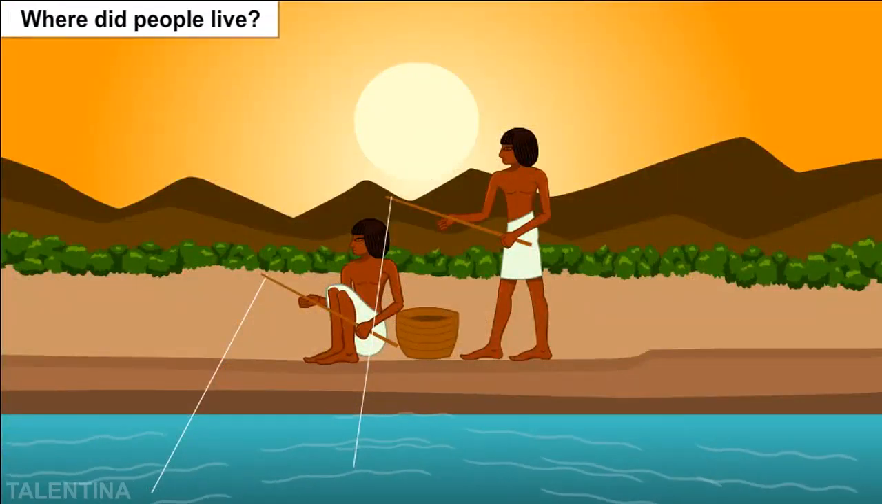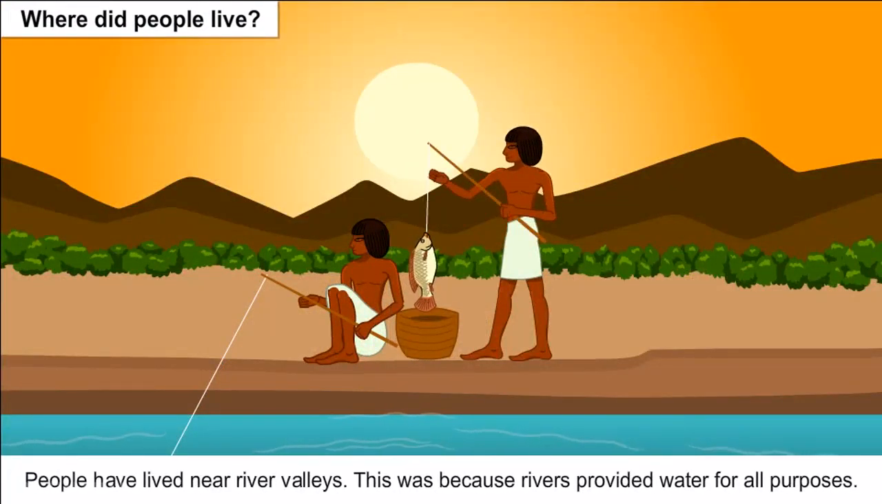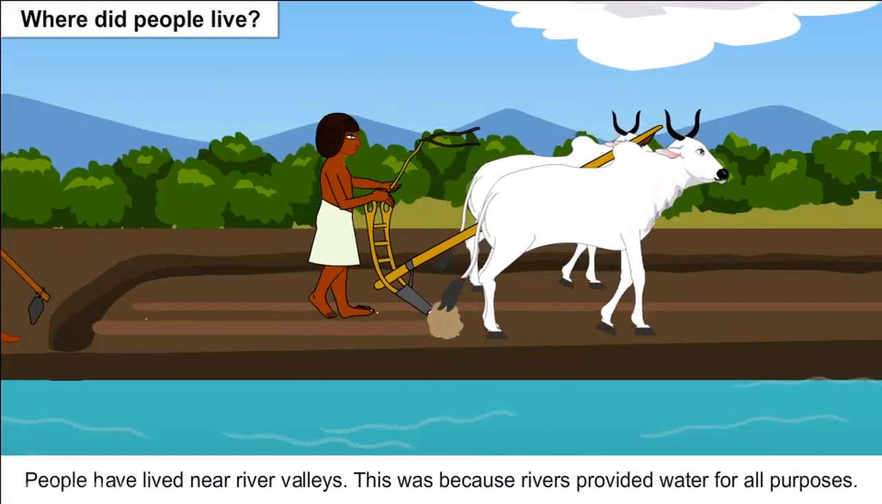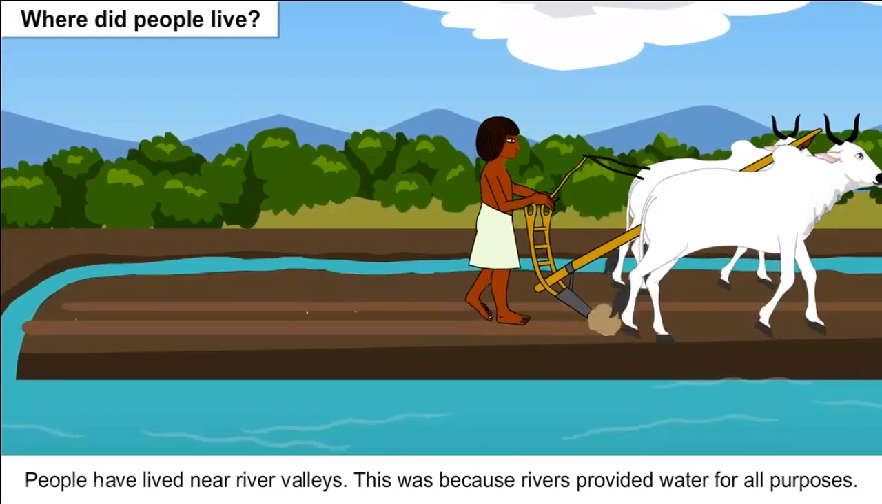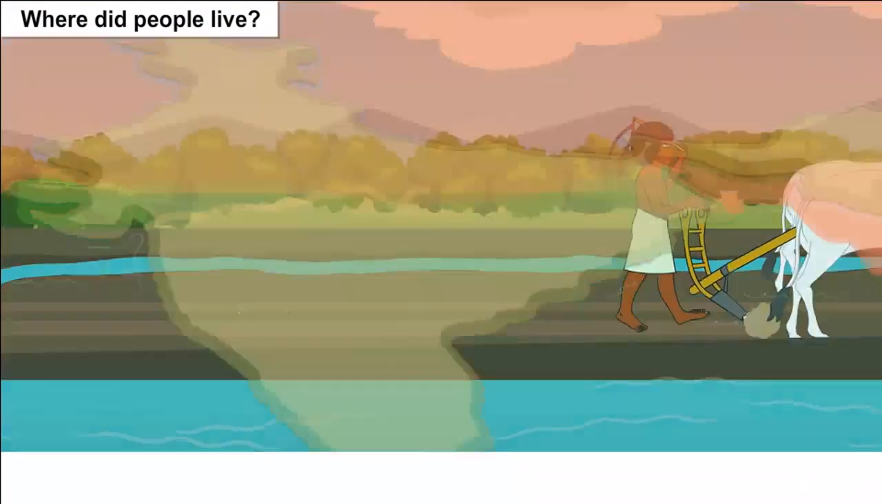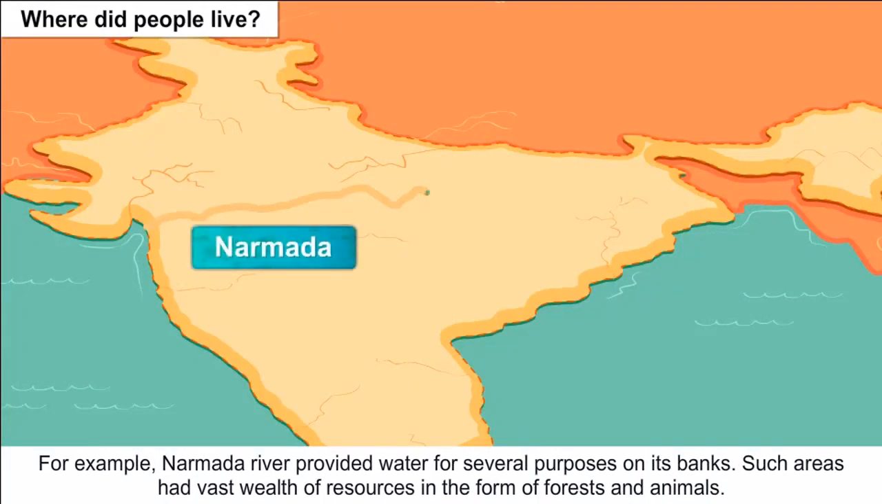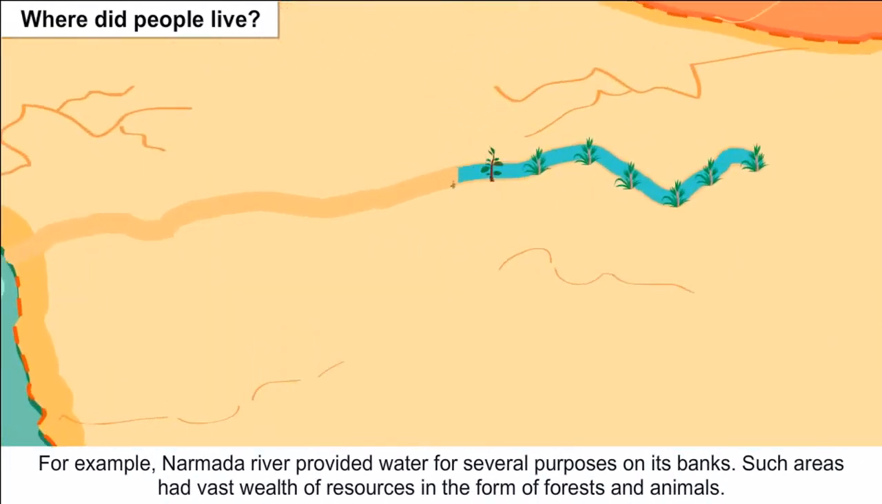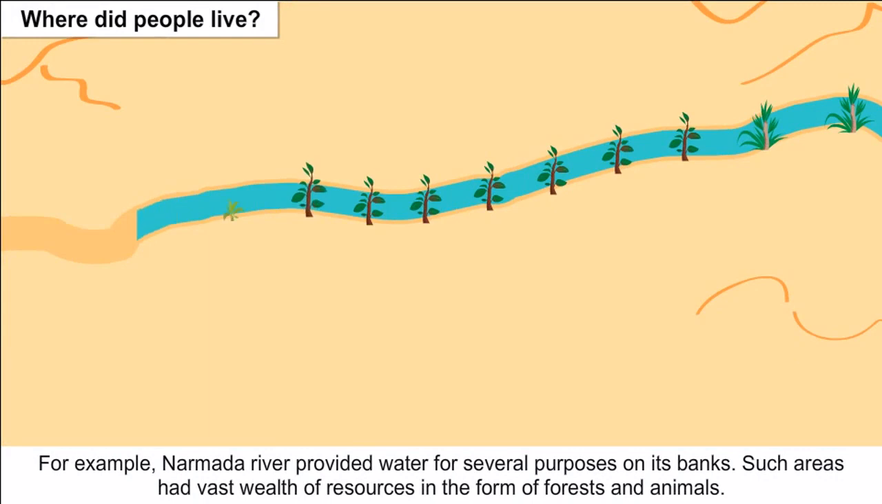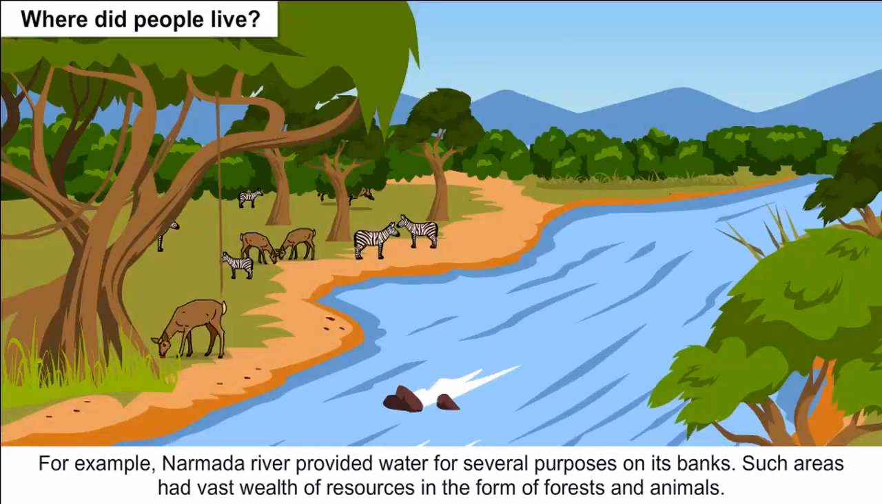Where did people live? People have lived near river valleys. This was because rivers provided water for all purposes. For example, the Narmada River provided water for several purposes on its banks. Such areas had a vast wealth of resources in the form of forests and animals.